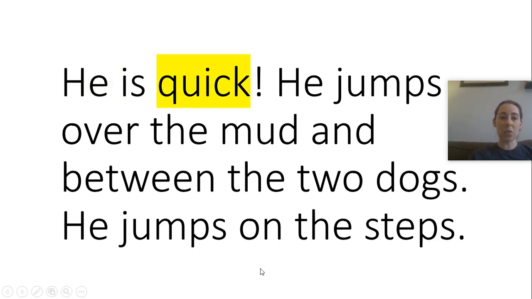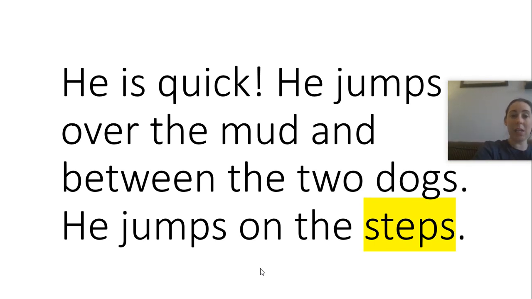Let's read it together. He is quick. He jumps over the mud and between the two dogs. So picture that in your brain. Fred the frog is hopping away. He's going fast. He jumps on the steps. Okay, so right now he's outside. I'm picturing this in my brain. A little frog, Fred, hopping between two dogs, going over the mud, okay, and then jumping on some steps. Wonder where he's going.